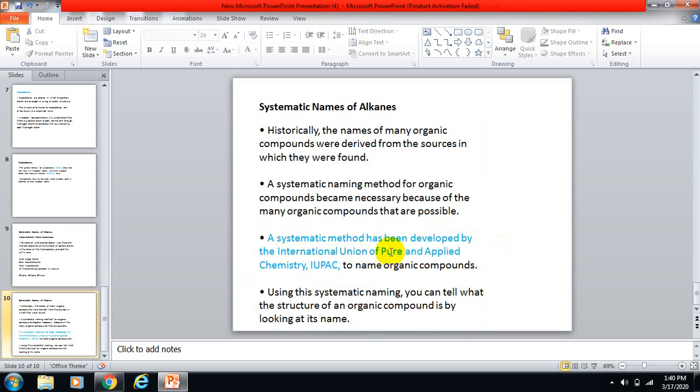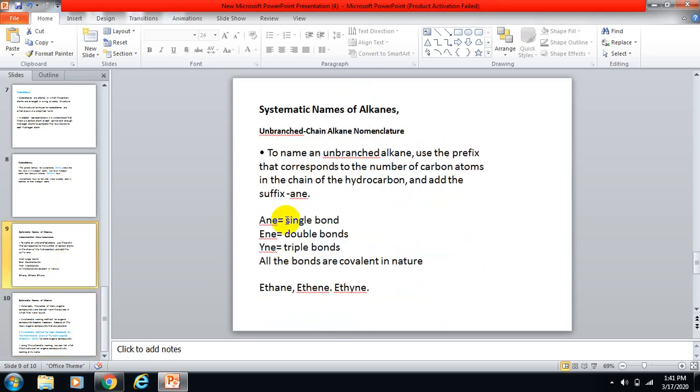International Union of Pure and Applied Chemistry. This is an international naming system, okay, to name organic compounds. So from the IUPAC they give them the name alkanes, okay. Using these systematic names, you can tell what the structure of an organic compound is by looking at its name. As I mentioned clearly, I think this is the most interesting lecture that we got. You need to get a clear idea regarding these things.